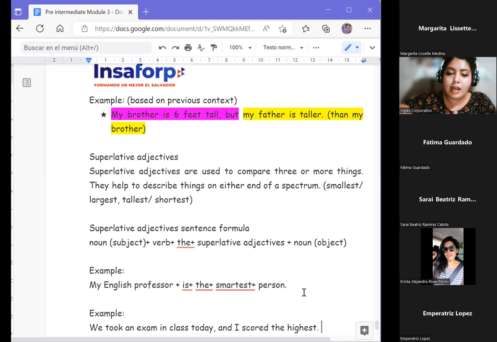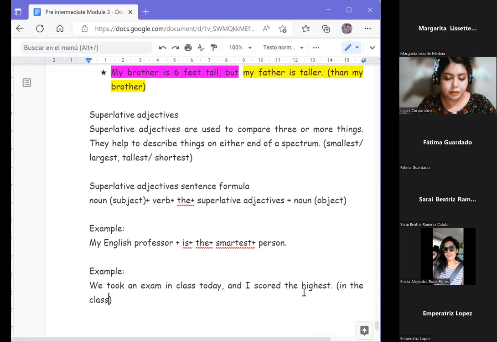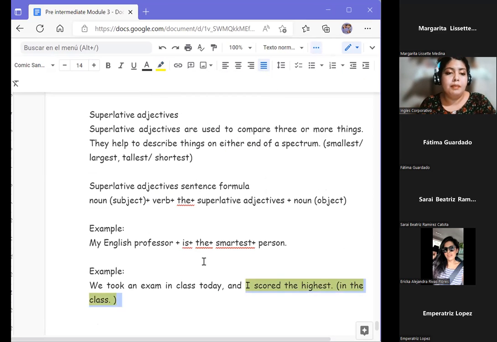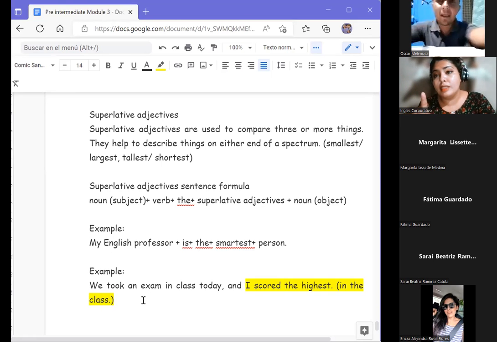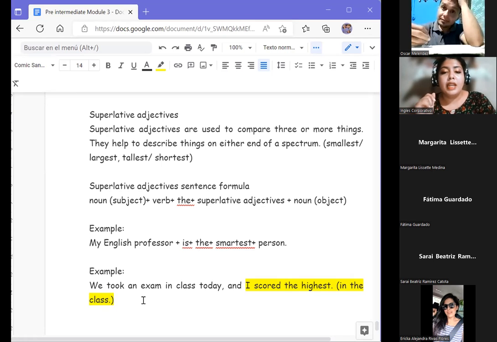So in that case, if we have the last part as the sentence, we can add "in the class." For example, I scored the highest in the class. In that case, we are going to use that part. But in this case, we are talking about an exam, so we know that this person is with his or her classmates. It's not necessary to add the extra information because we have previous knowledge about the situation. We took an exam in class today, and I scored the highest of the group, of the class, or in the class. So in that case, it's not necessary to add that information after the sentence ends.